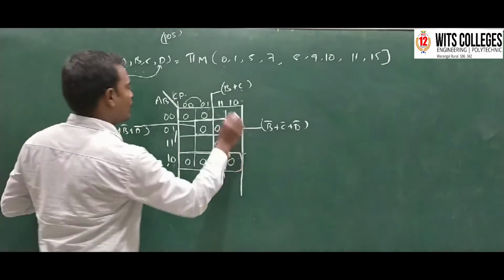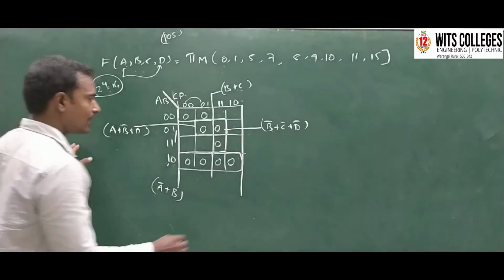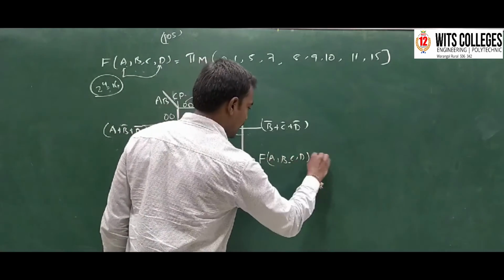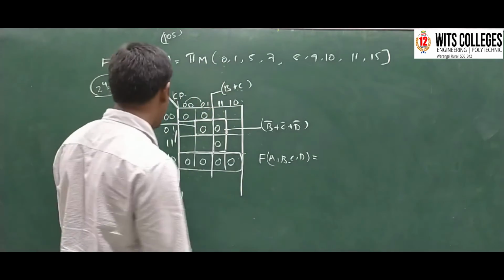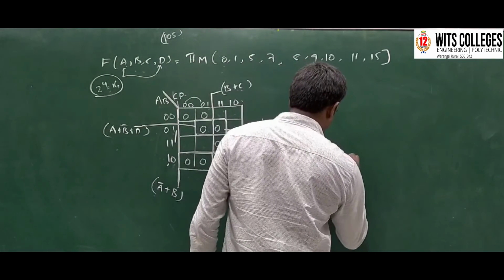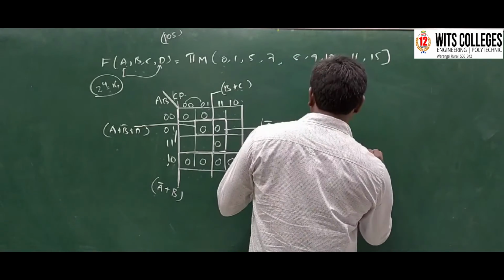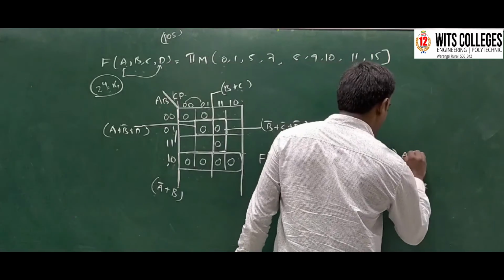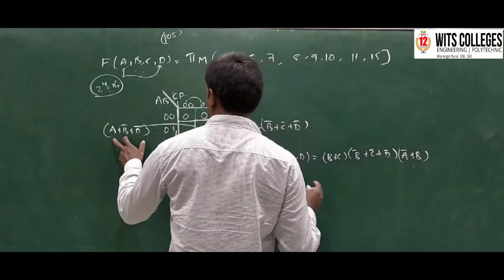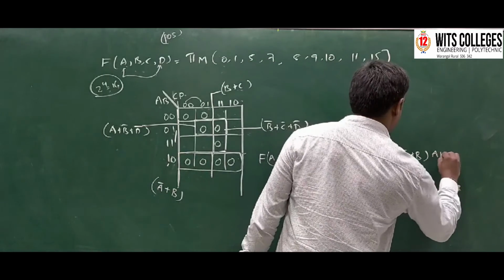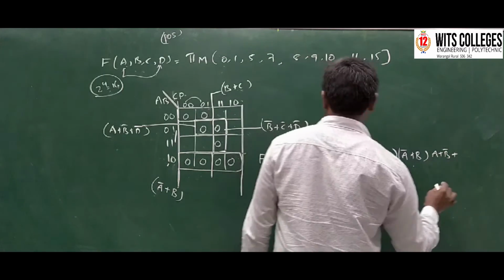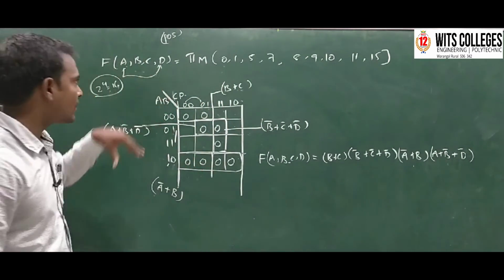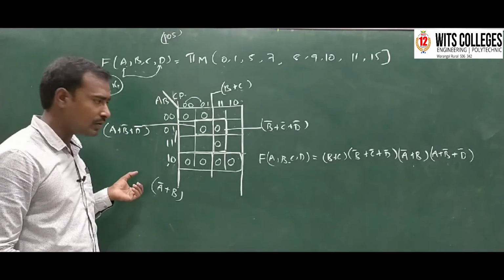So we have 4 combinations, and finally we will get the simplified expression f of a, b, c, d is equal to (b plus c) into (b bar plus c bar plus d bar) into (a bar plus b) and another one, (a plus b bar plus d bar). So this is the simplified expression.